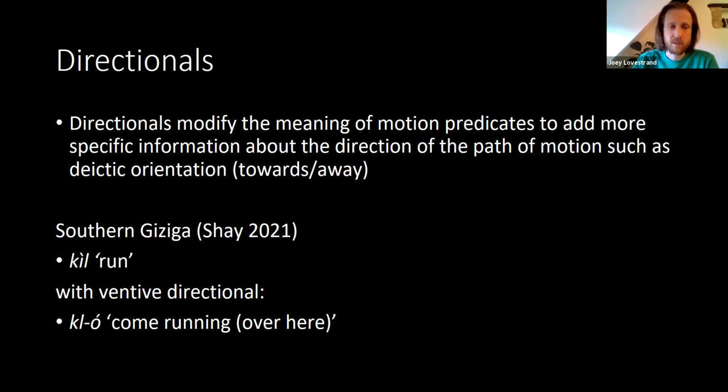So one example of this from a Chadic language, Southern Giziga, if you look at the verb kl, run, on its own, it doesn't express any particular direction. But with the ventive directional, the suffix o, klo, it means to come running or to run here. So you have a motion verb that's given a certain deictic orientation.